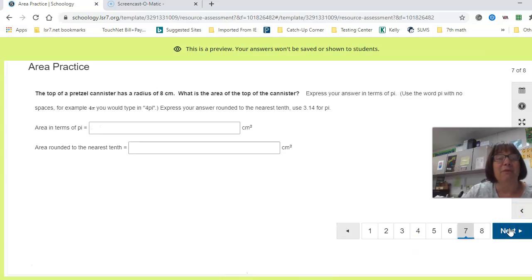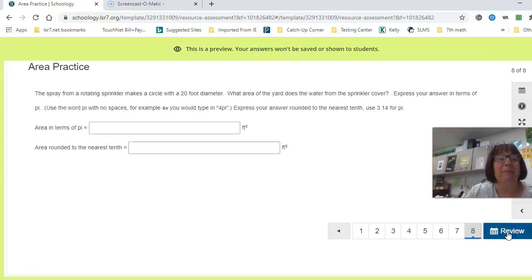Here's one about the top of a pretzel can. We're going to find the area of the top. So again, read carefully, see if you have a radius or a diameter, and then use your formula. Here's another one. Spray from a rotating sprinkler makes a circle with a 20-foot diameter. So again, find the area in terms of pi and the area rounded to the nearest tenth.